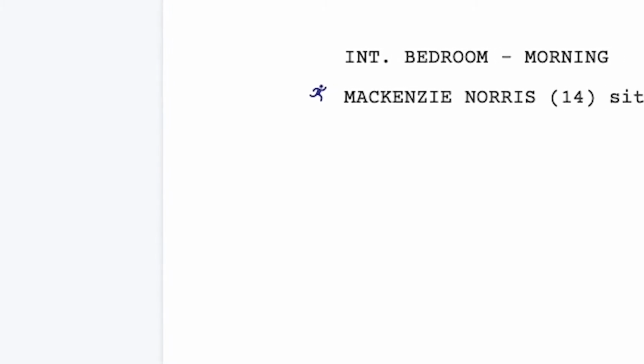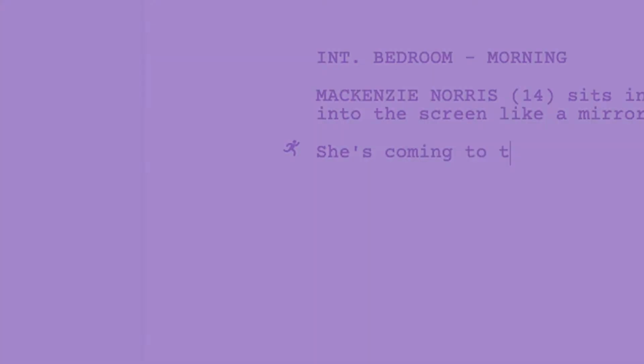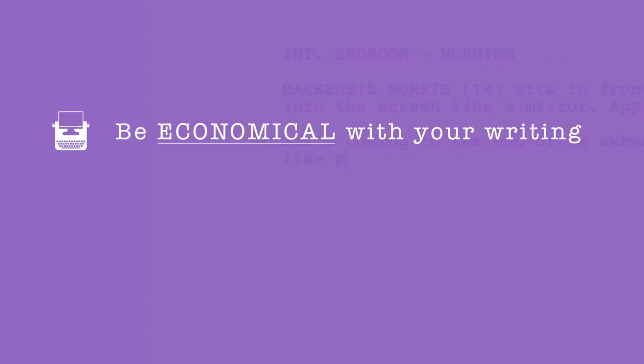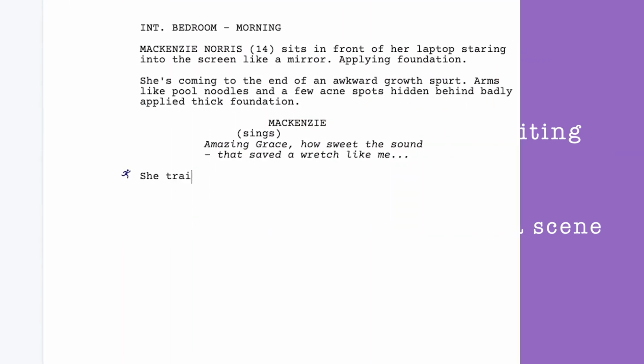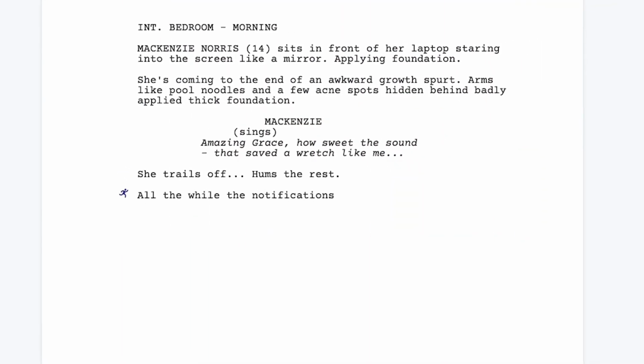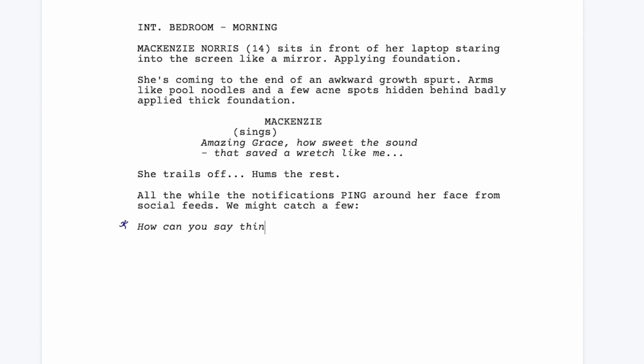Although there are no hard and fast rules with screenwriting, a tip for when you're writing action is to be sure that you are as economical with the words you are using on the page, and are externalizing the emotions that you want your characters to be representing in that scene. Here, we are introducing a character for the first time, and want to give the reader an idea of what Mackenzie looks like, but also give them a sense of how they engage with the environment around them.